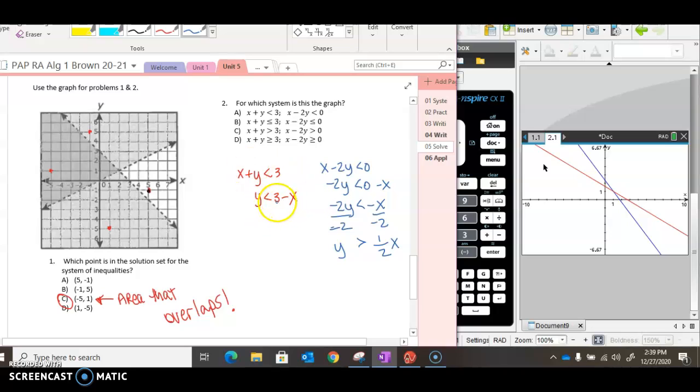Let's see if this matches up. My y-intercept for this one would be 3. Oh, that's true. My slope is a negative 1. Okay, so this one matches up. And then I have a y-intercept of 0. That's true right here. And then my slope is 1 over 2. Oh, man, y'all, we lucked out. The answer is A.